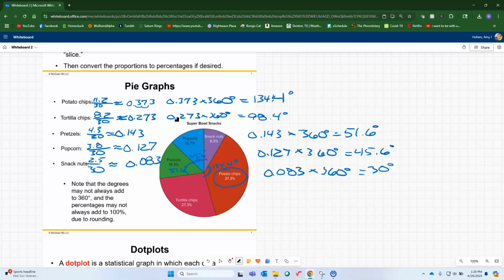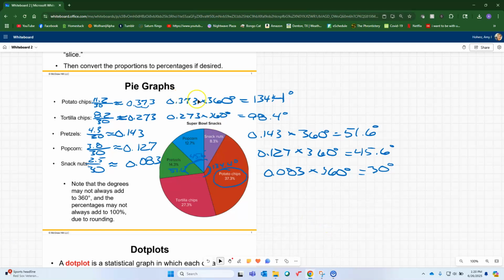Well, these are exact also. You just have to go to the tenth for the degrees. But this one comes out to be a whole number of degrees, 30. Now, it says here to note that sometimes when you do this, the degrees may not add up to 360 because of rounding. So this time it does add up to 360 degrees if you add all 5 of these values. But sometimes if you've rounded a little bit more than we did, they won't add up to 100%. Sometimes you'll get 99.9% or 100.1%. But again, it's because of rounding. In reality, they all add up to 100%, but the rounding makes it look like they don't.